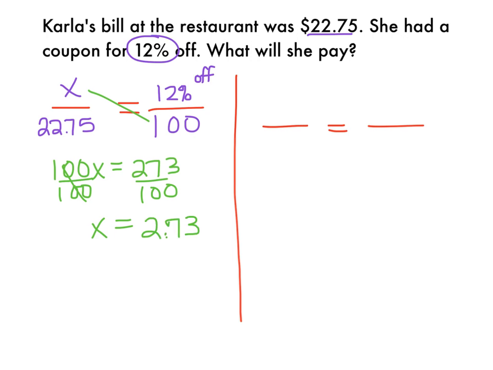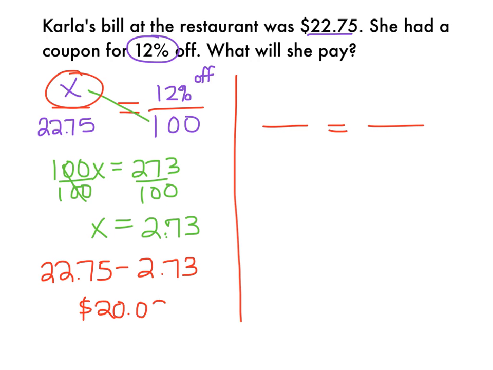$2.73. Now remember, that's not your final answer. That's how much she gets off. So it's a sale, so I'm going to do $22.75, take away $2.73. Okay, I'm going to type that in, and I end up with $20.02 will be her final bill. So she ended up saving about $2.75 with that coupon.